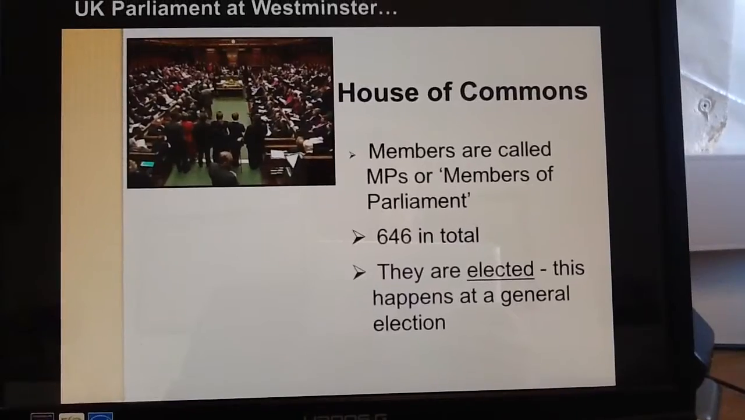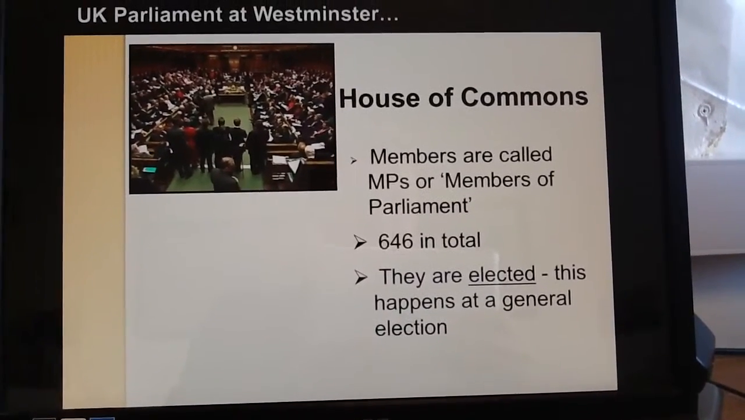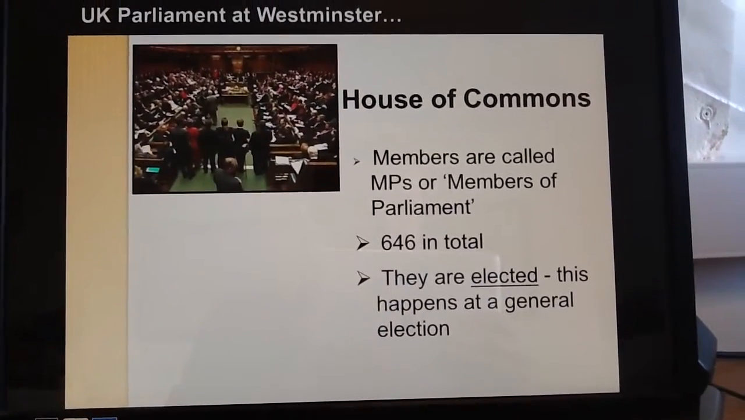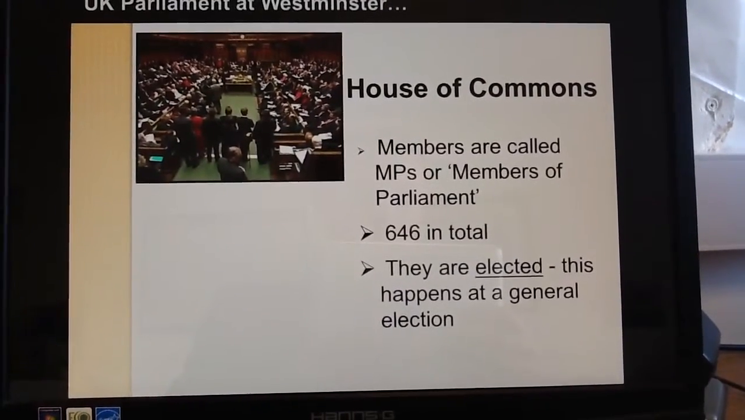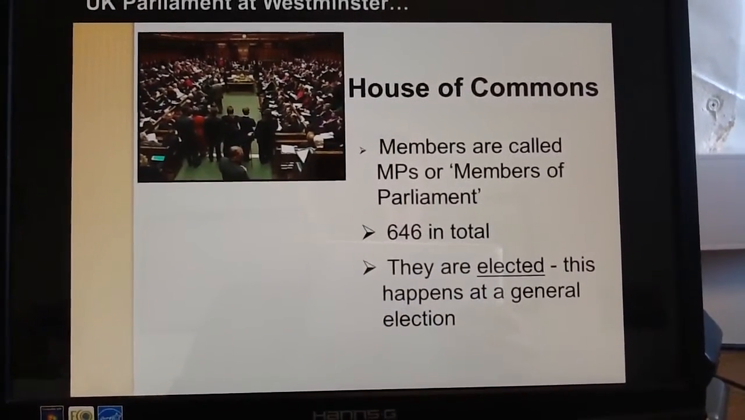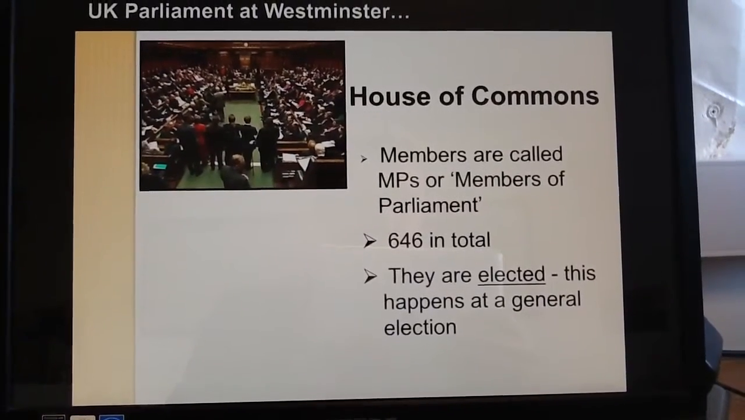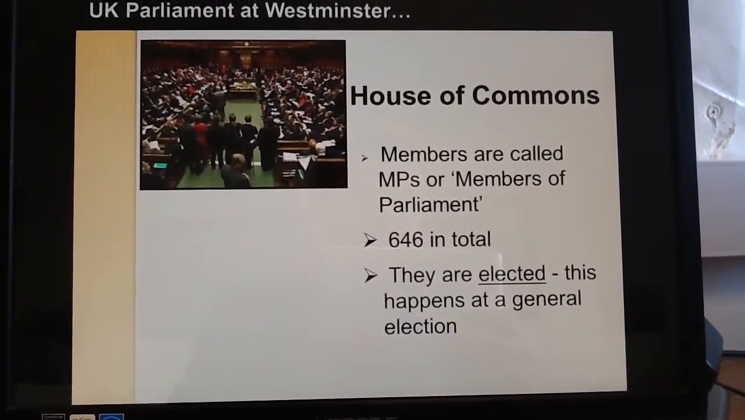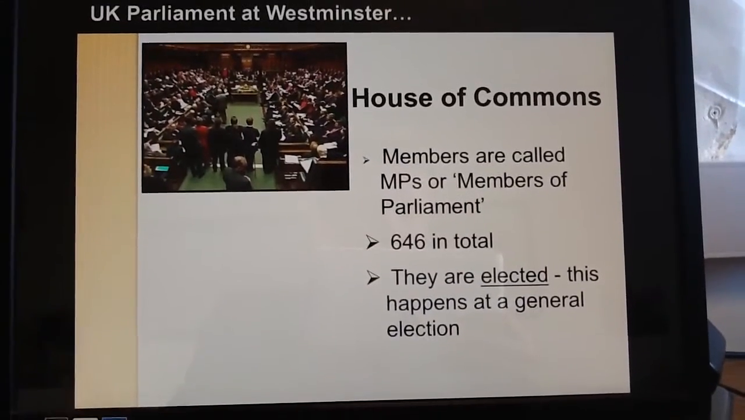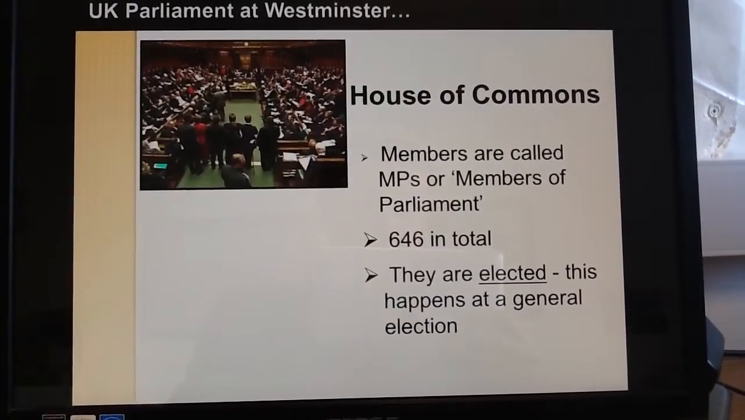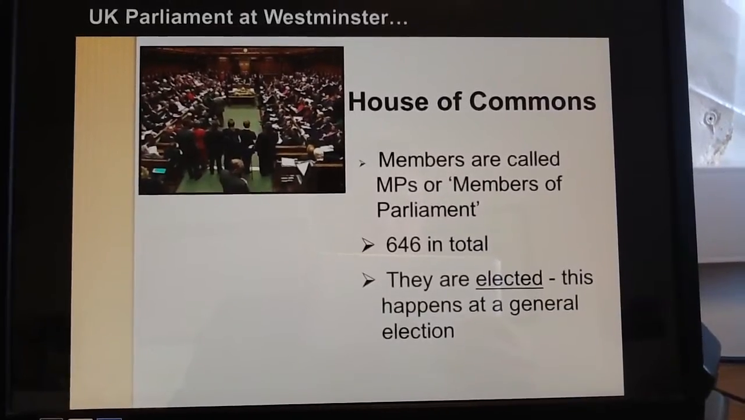And the second key part of Parliament at Westminster is the House of Commons. And this is different from the House of Lords because the members are called MPs, Members of Parliament, and these are elected members. So these are actually voted for by people in the UK. And there's 646 MPs, or Members of Parliament, in total.